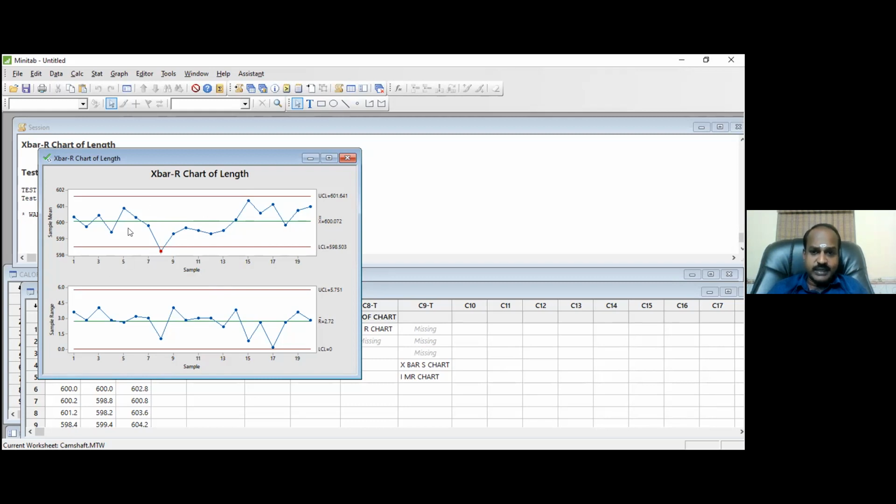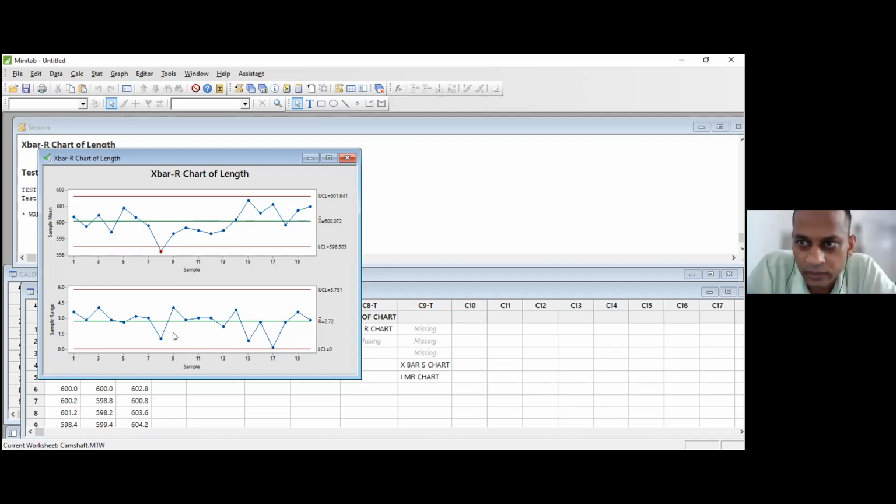And right now, look at the graph and tell me what kind of problem this particular camshaft manufacturing process has got as far as the length of the camshaft is concerned. With that, I'll stop my lecture. What is the problem? Is the range chart okay or X bar chart okay or both are okay? Look at the graph and tell me.